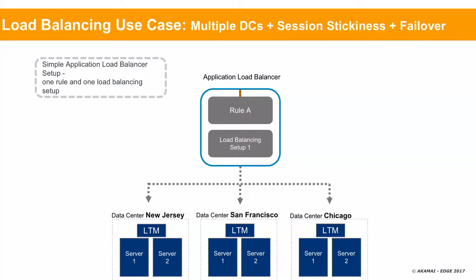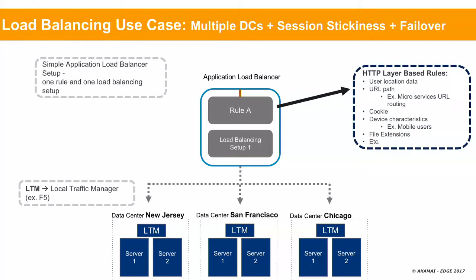So when you configure application load balancer, you will have a rule and an associated load balancing setup. Your rule is your match condition. It can be any HTTP based condition, say where the user is located, what path they're trying to access, whether they come in with a specific cookie, what device they're trying to access with, etc. So based on these conditions, we will decide what load balancing setup to use.